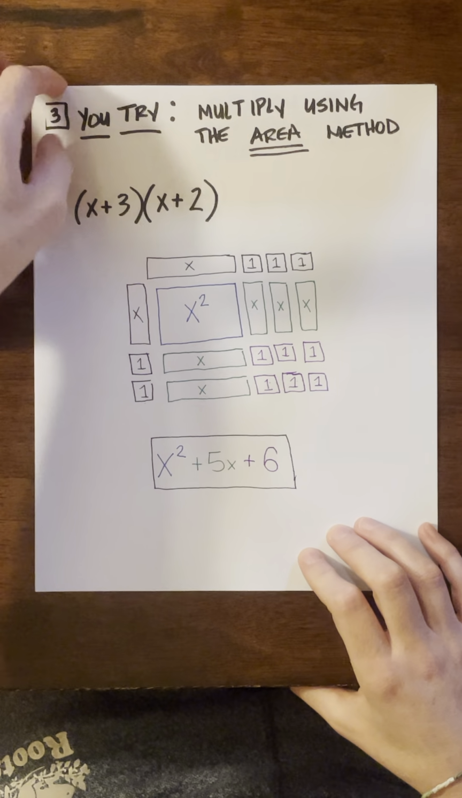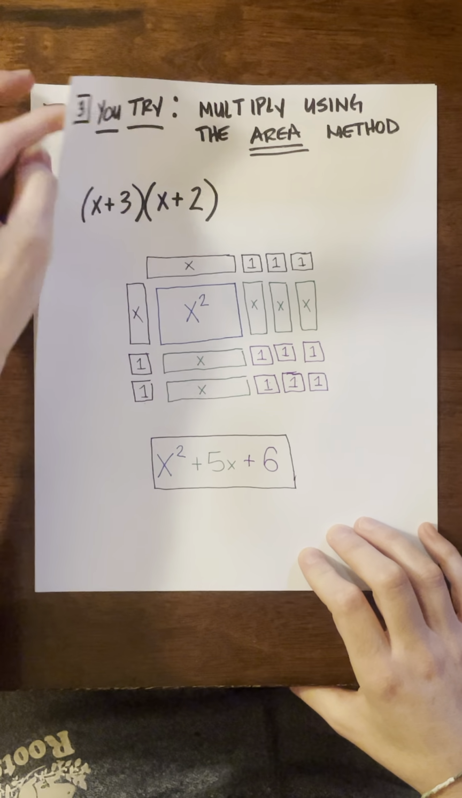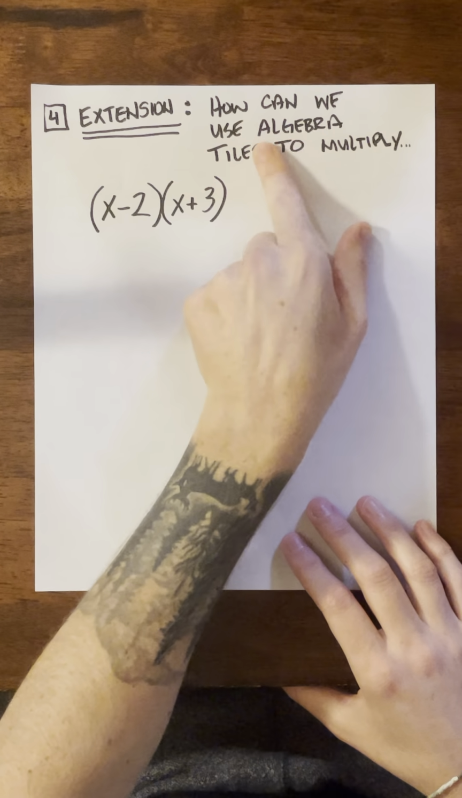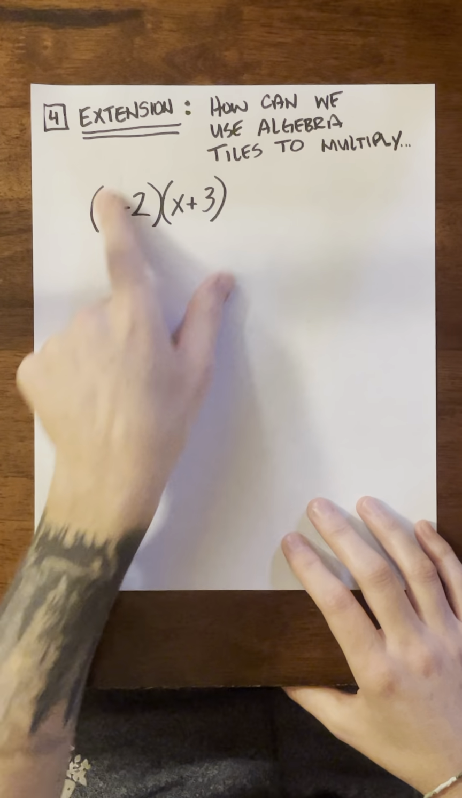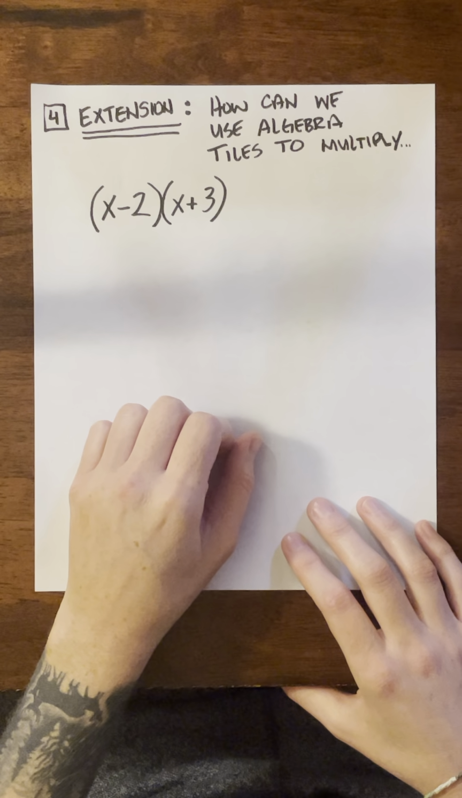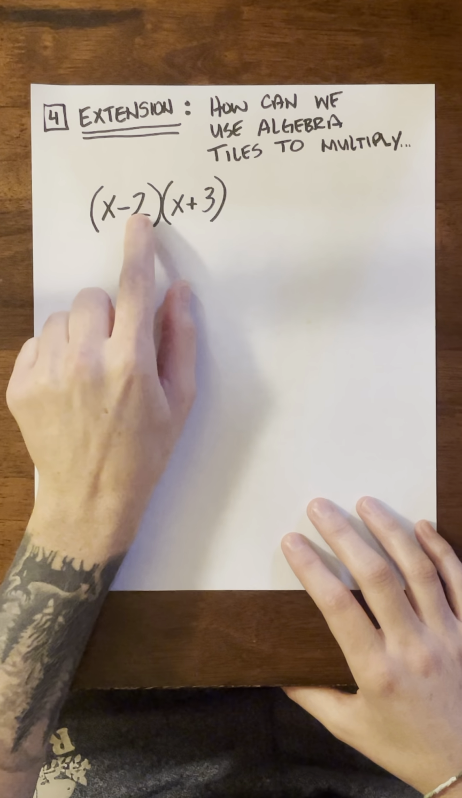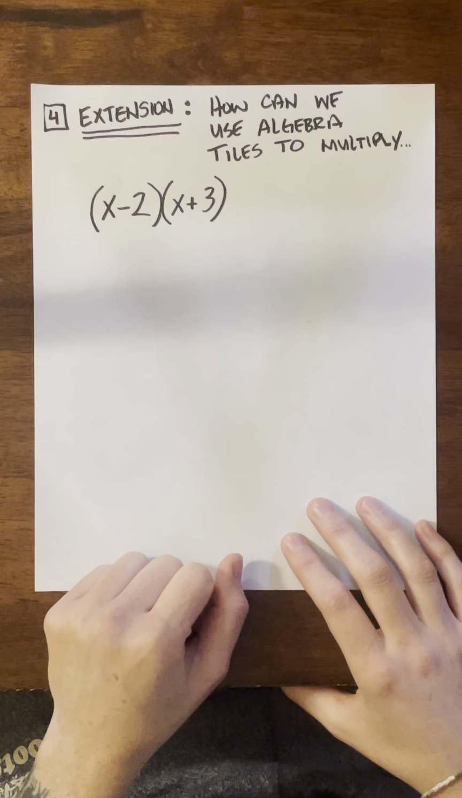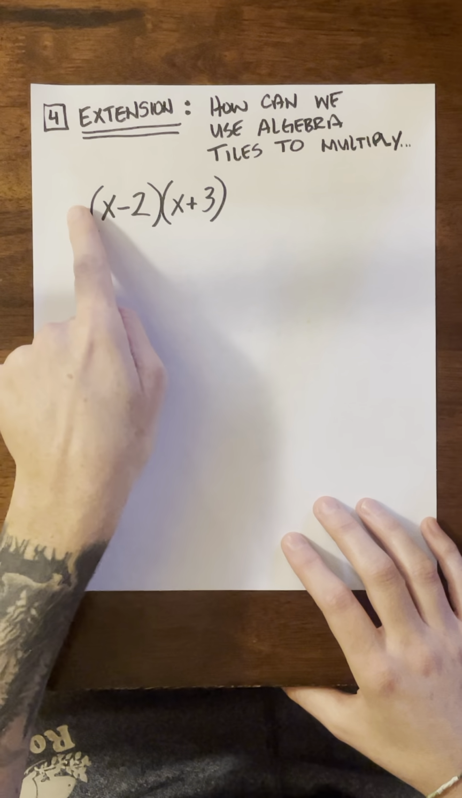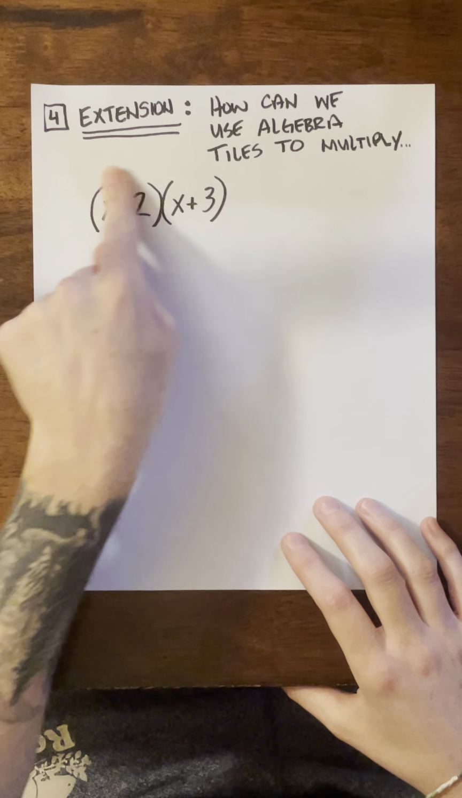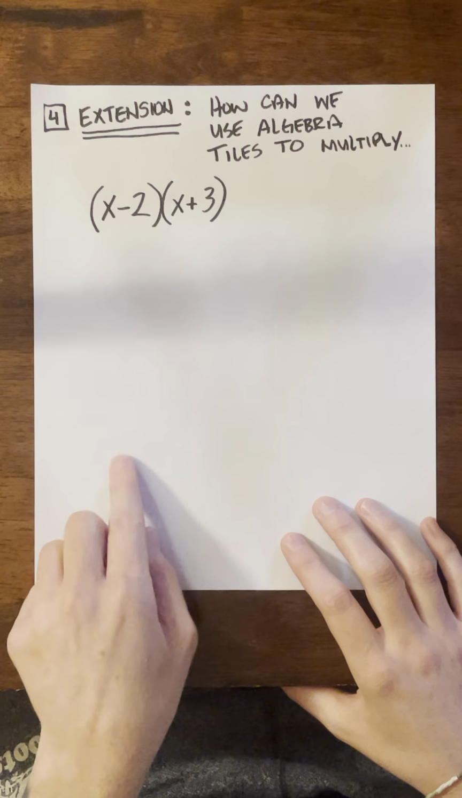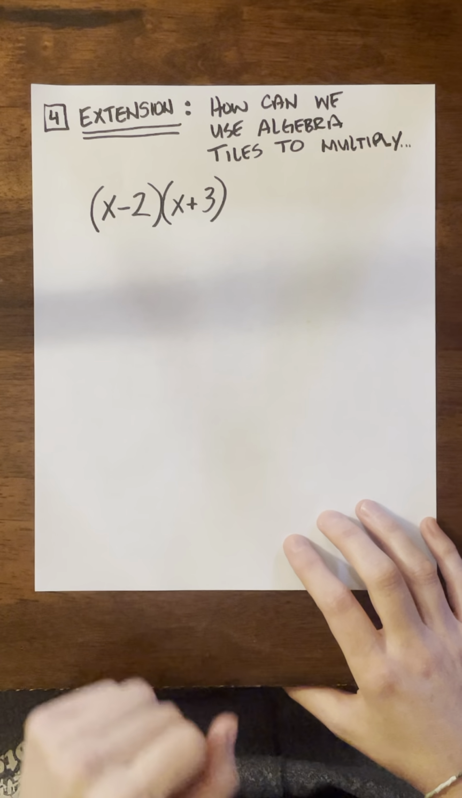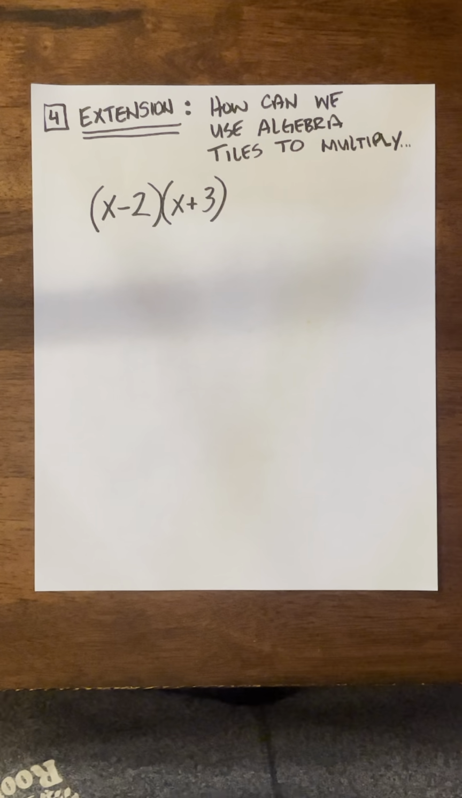Okay, and now the last problem we have is an extension problem. And this one's asking, how can we use algebra tiles to multiply? And I want us to look at our problem right here. This time we have an x minus 2 times an x plus 3. So how do you think we're going to use our algebra tiles to turn our binomials into an expression? So I want you guys to try this one on your own, and we will go over it tomorrow in class.